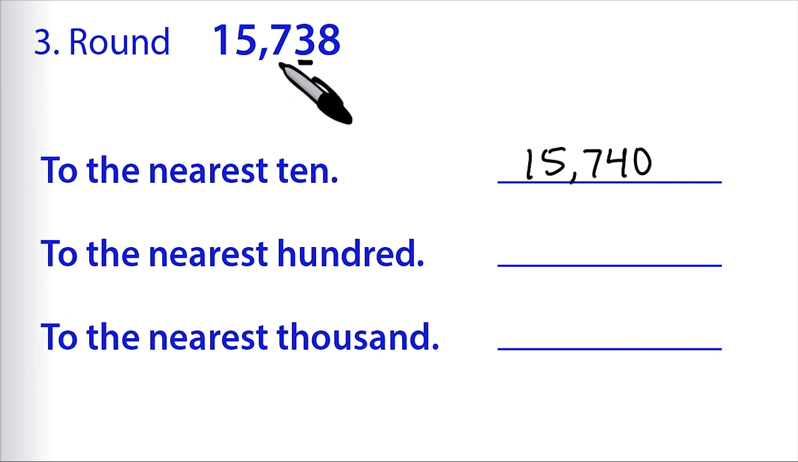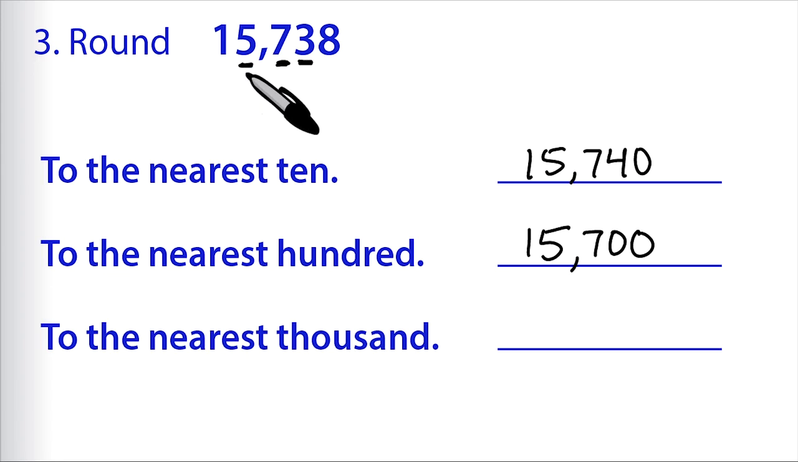Now we need to round to the nearest 100. So that means we're going to have this as our target digit now, this 7 that's in the hundreds place column. We need to look at the digit to its right. And 3 is less than 5, so that means we round down. So we round down to 15,700.